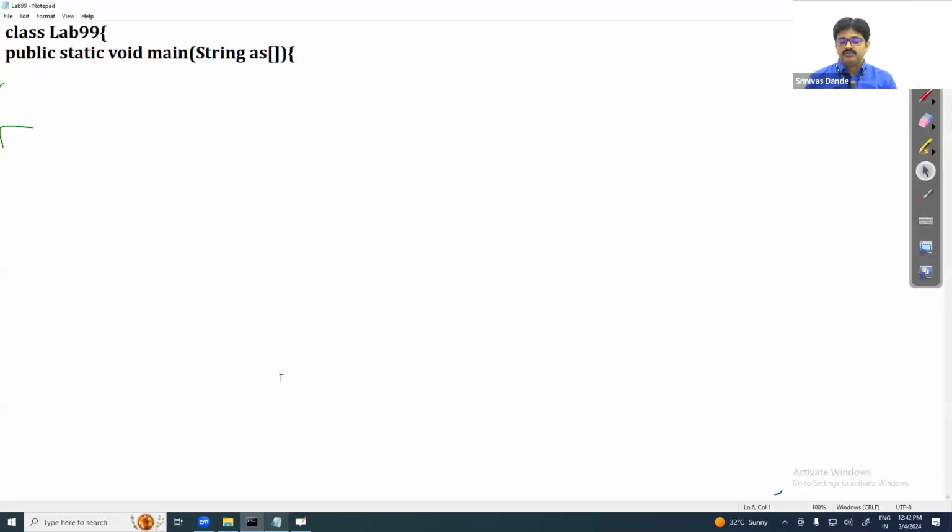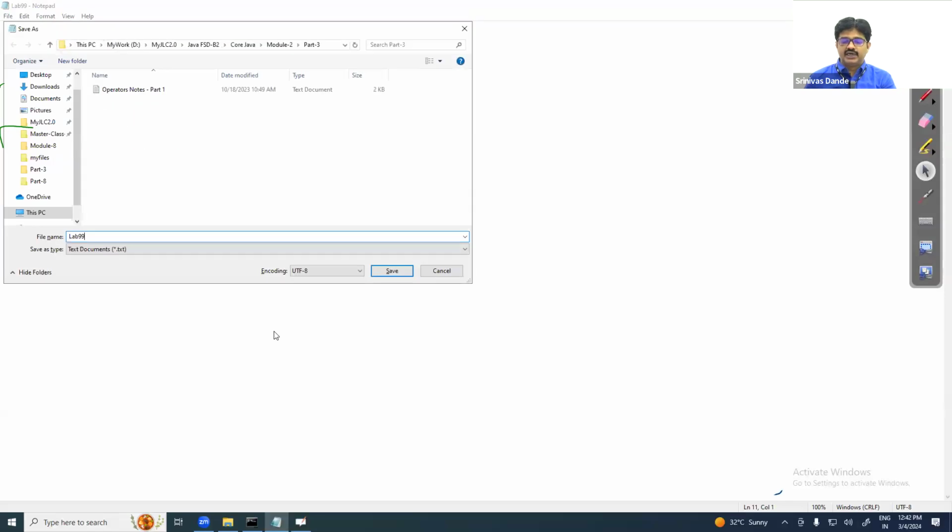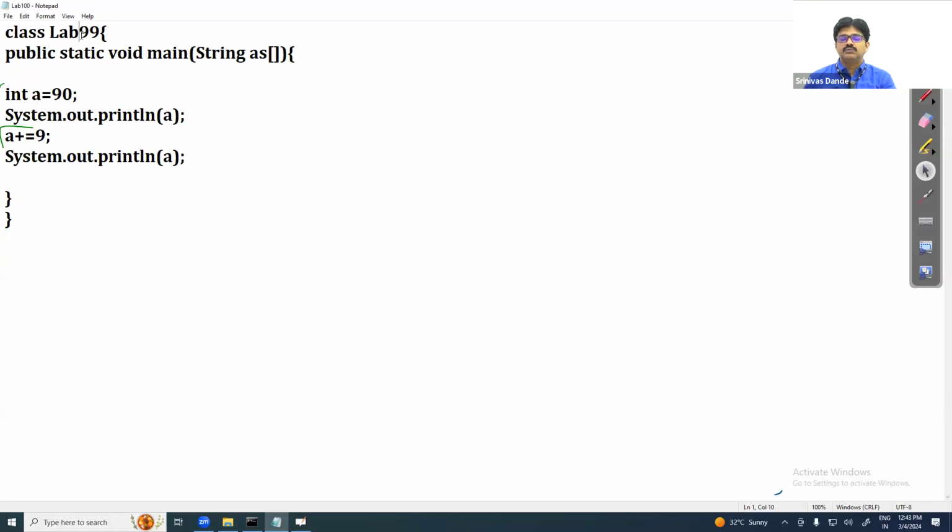Okay. Lab number 100. We reached 100 labs now. I am declaring byte b equals to 90 and then printing the b, and b equals to b plus 9. Printing the b. Can you tell what happens now?